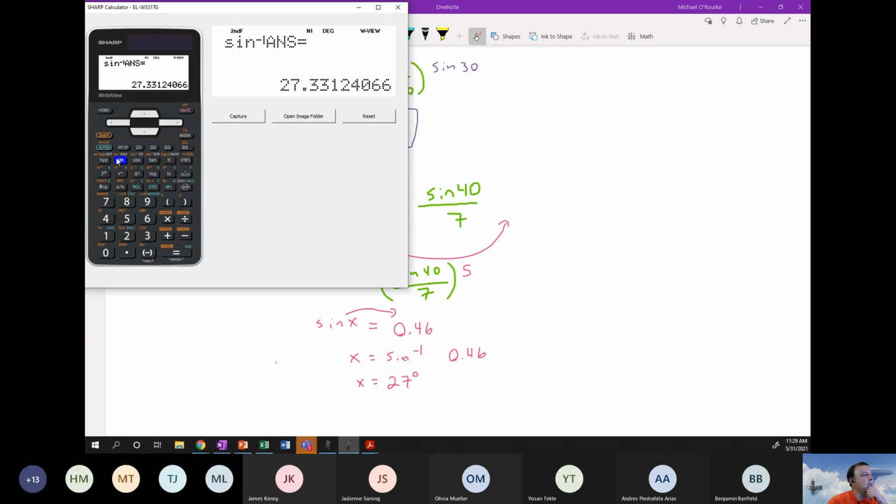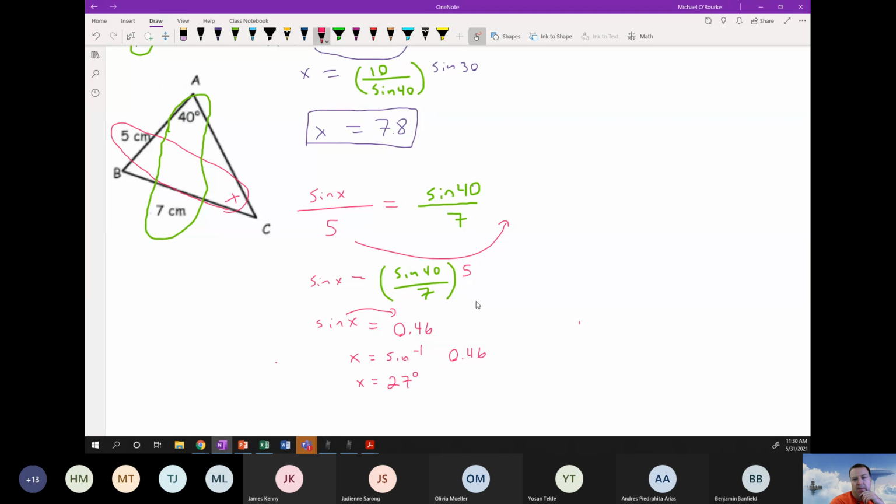I guess you could have done, what did you get? If I just did 0.46 here, it would have got 27 as well. You forgot to do the sine to the negative 1. You did the first part, but not the second part. Does that make sense, Tessa?